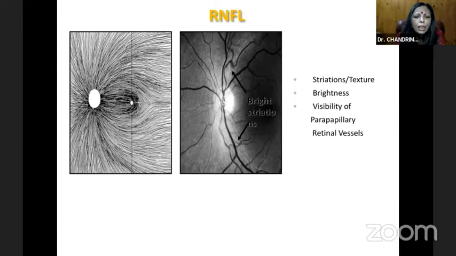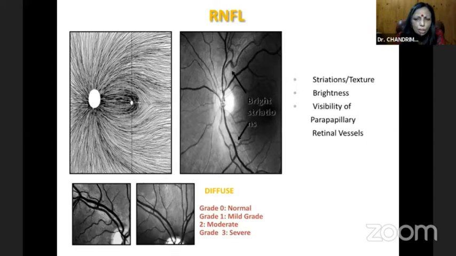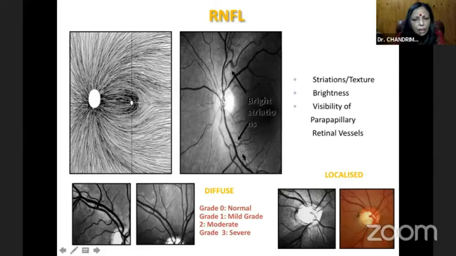About the RNFL, look for silver striations to define the RNFL. You have diffuse and localized RNFL defects, and they can also be graded as normal, mild, moderate, and severe.